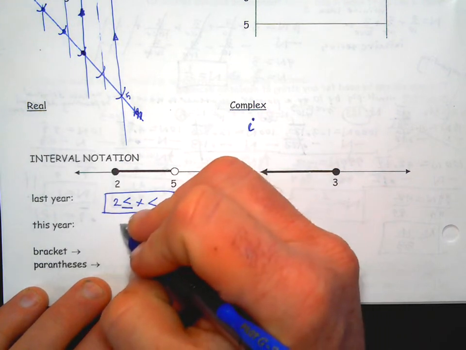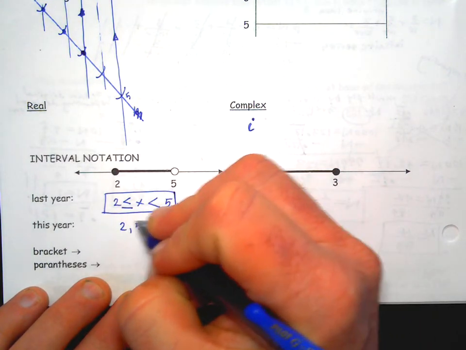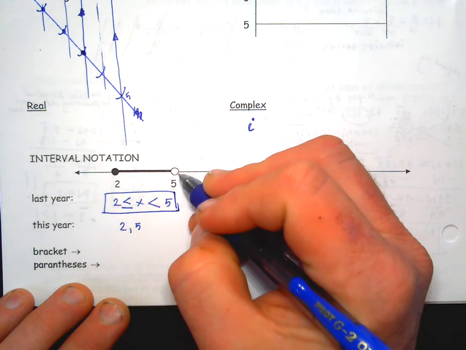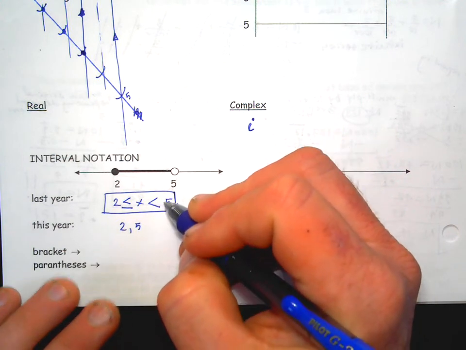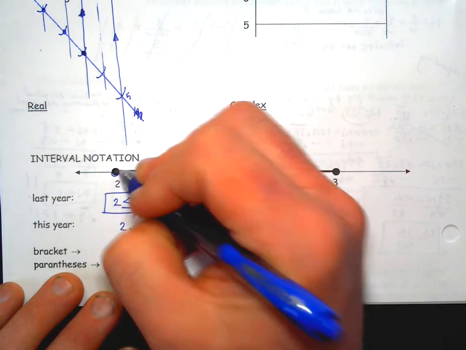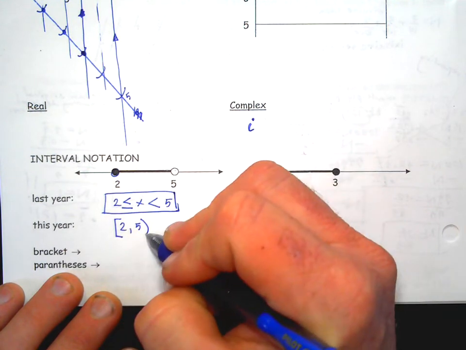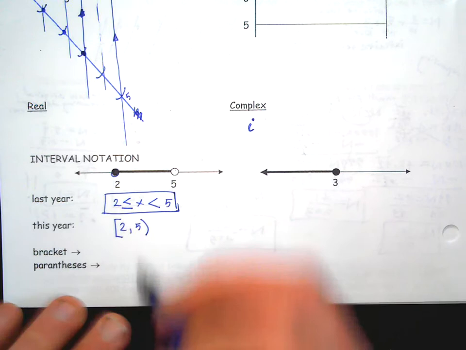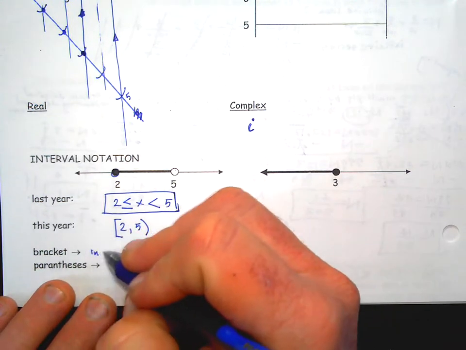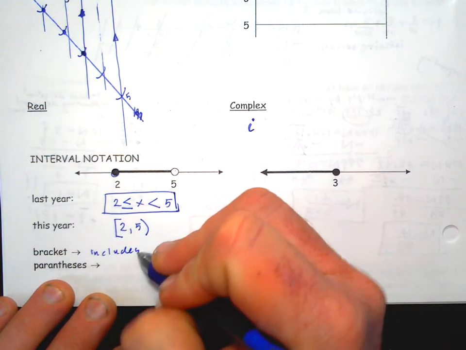It's called interval notation. And it says, okay, well, let's just use one side, comma, the other side. And then we'll use a bracket or parenthesis to decide whether to include it or not. So included is bracket. Excluded, open dot, not equal to is parenthesis. So bracket includes the endpoint.